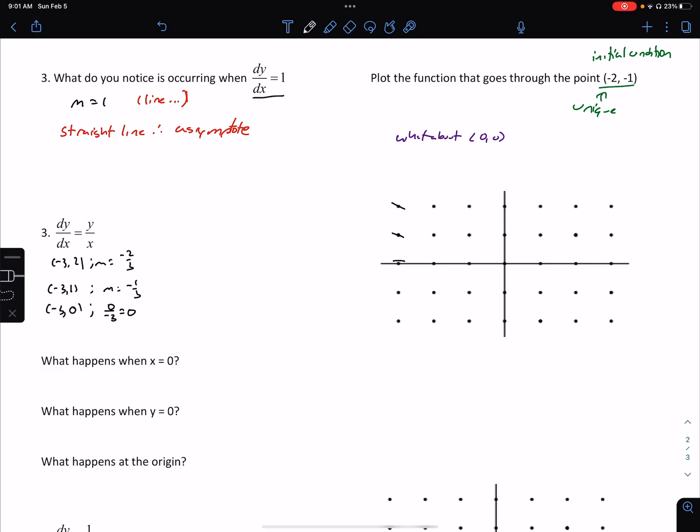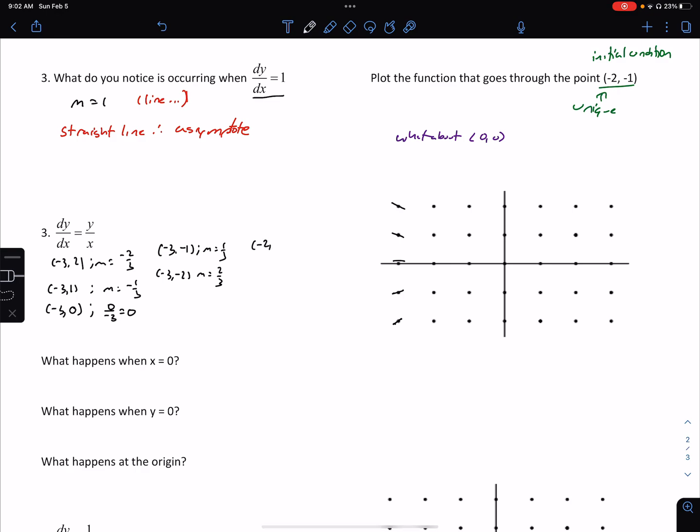All right, now let's try it. Negative 3, negative 1. Our slope here is positive 1/3, so it just goes in the other direction. Negative 3, negative 2, we get positive 2/3. There we go. All right, sorry about that. Now I can kind of figure this out here. So let's try the next ones. Let's try a few more.